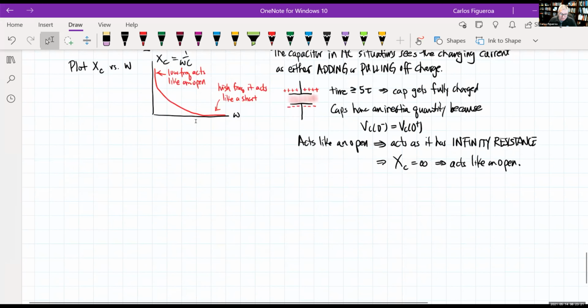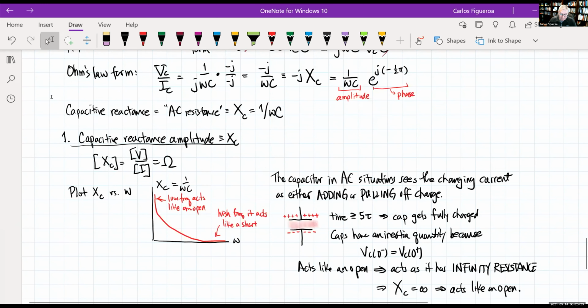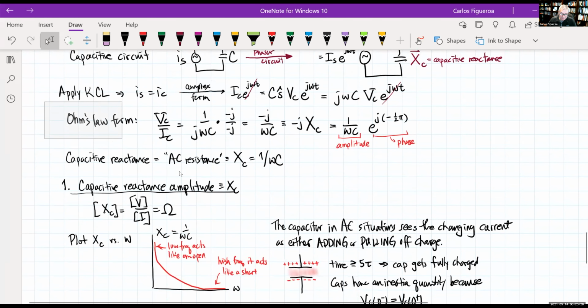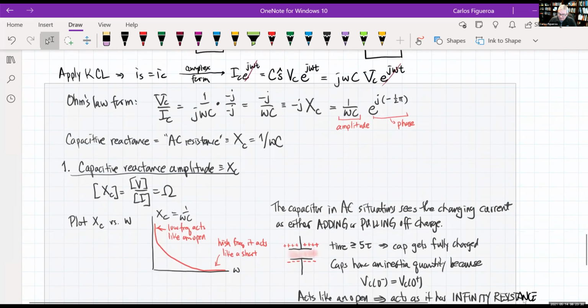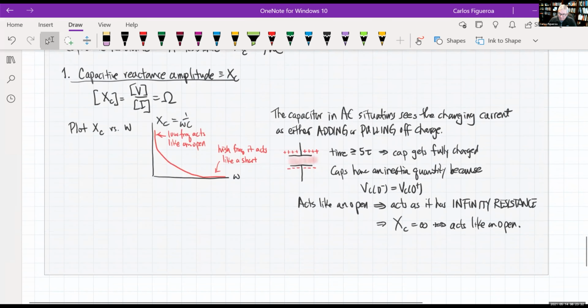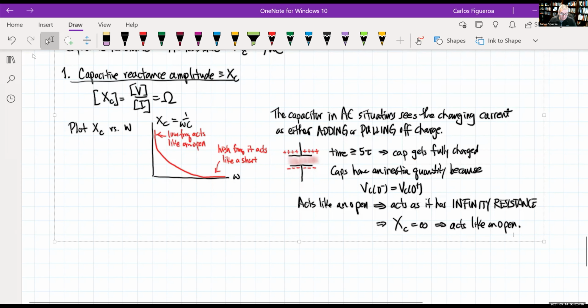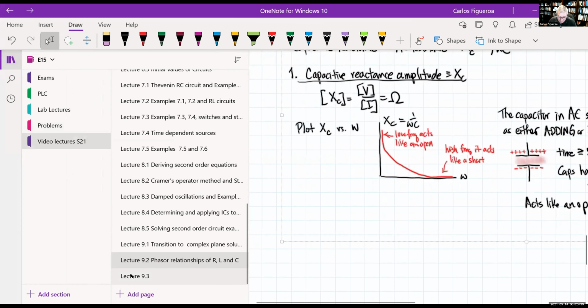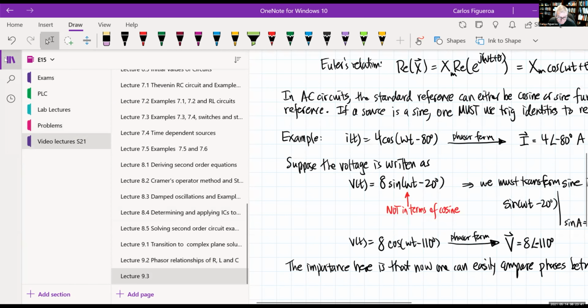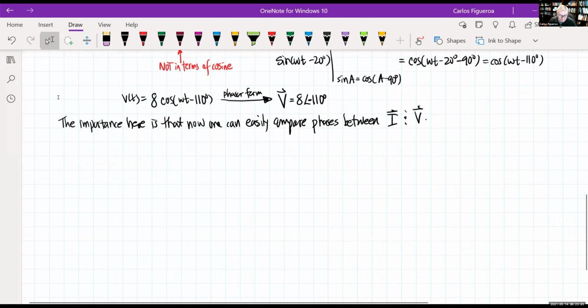So what I think I'm going to do is copy this and move it to the other page so that I can finish it there. So I'm going to copy here. Then I'm going to go right here. And then I'm going to paste this right here.